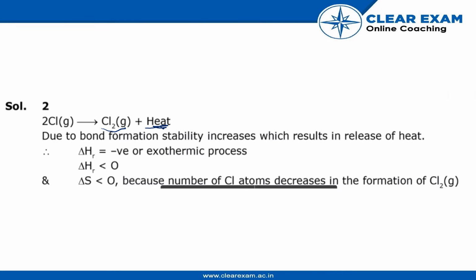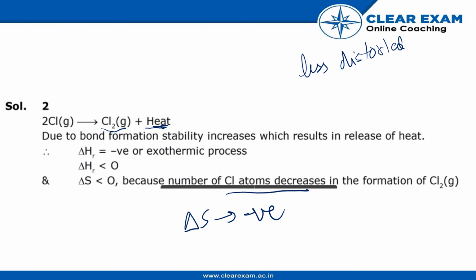So atoms forming a molecule is making a system that is less distorted. Okay, so it is less distorted, so entropy is decreasing. That is, our delta S is decreasing, that would be negative. It is written here also because the number of chlorine atoms decreases in the formation of Cl2(g). So delta S should be less than 0. So delta S would be negative.